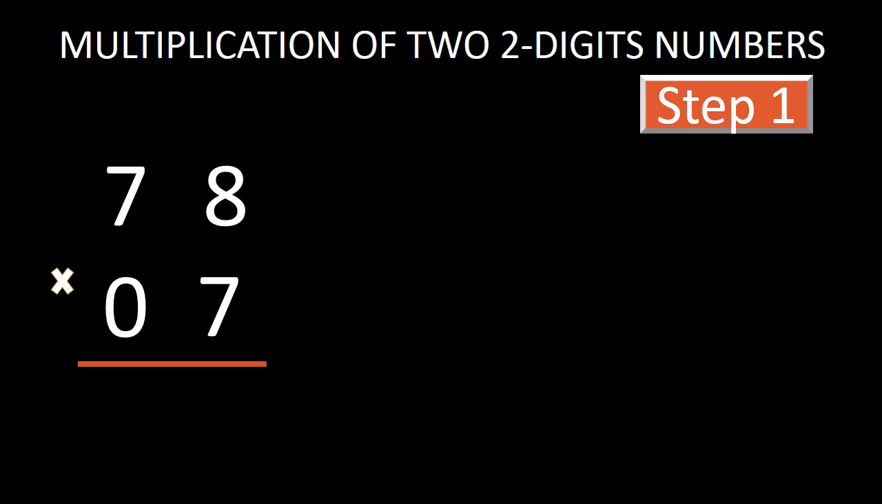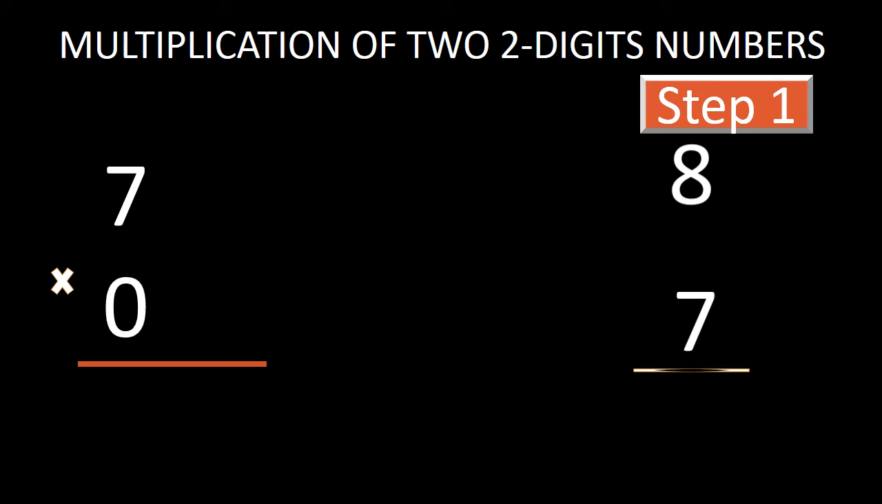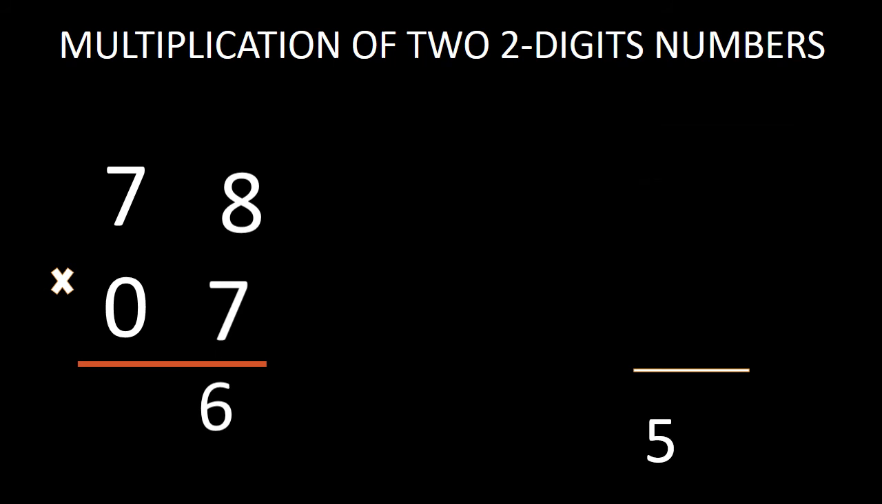Now you look to step number first. In step number first, we will multiply this unit digit of the first number with unit digit of the second number. So unit digit of the first number is 8 and unit digit of the second number is 7. By multiplying 8 with 7, we get 56. So what will we do with this 56? We will just bring this 6 in our answer, and we will keep this 5 as the carrying digit, and the 6 will make unit digit of our answer. Now step number 1 is completed.